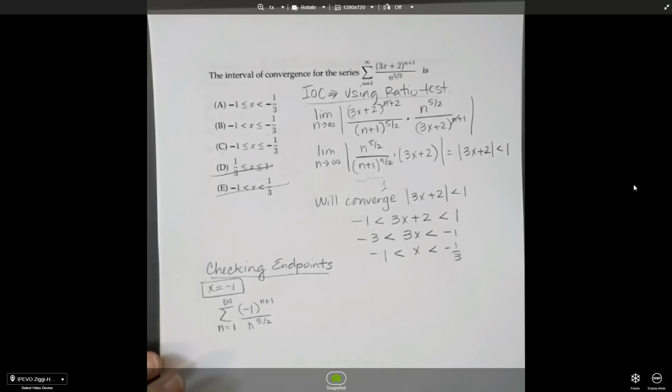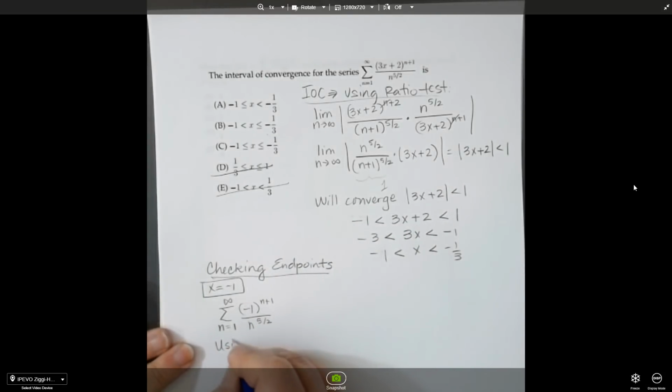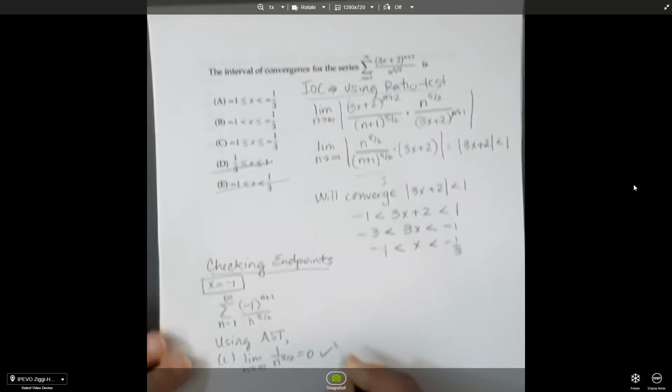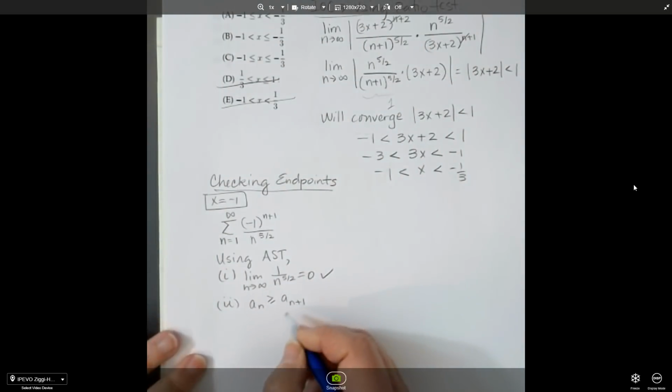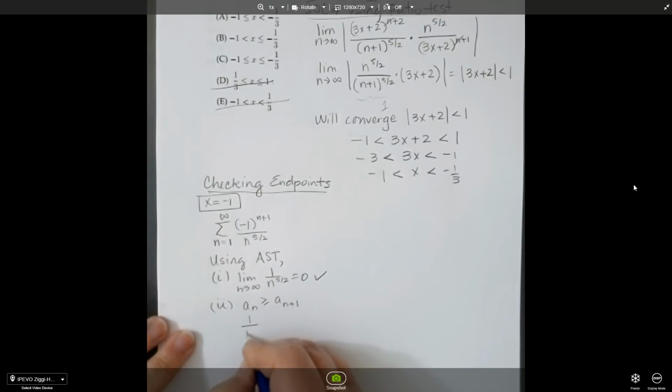Now, does this alternate? The answer is yes. So, I'm going to use the alternating series test. The first test of it is the limit as n goes to infinity of 1 over n to the 5 halves. Does that go to 0? Well, yes, it does. The second part of that test: are the terms getting smaller? So is a sub n greater than or equal to a sub n plus 1? So a sub n is 1 over n to the 5 halves. Is that greater than or equal to 1 over n plus 1 to the 5 halves?